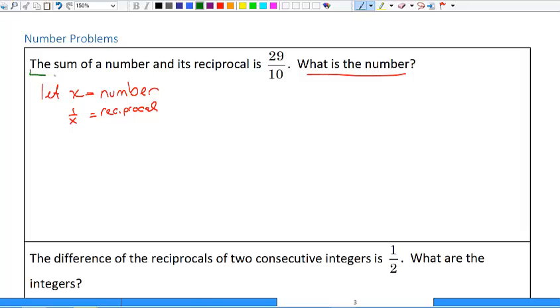Step 3, write your equation. The sum. Let's go back and read. When it says sum, I know I'm going to stop and write plus. Let's keep reading to find out what we're going to be adding. The sum of a number. Well, that's the x. And its reciprocal. Those are the two things I'm adding. So x plus, because of the word sum, the reciprocal 1 over x, is. Do you remember what is means? That's equals 29/10.